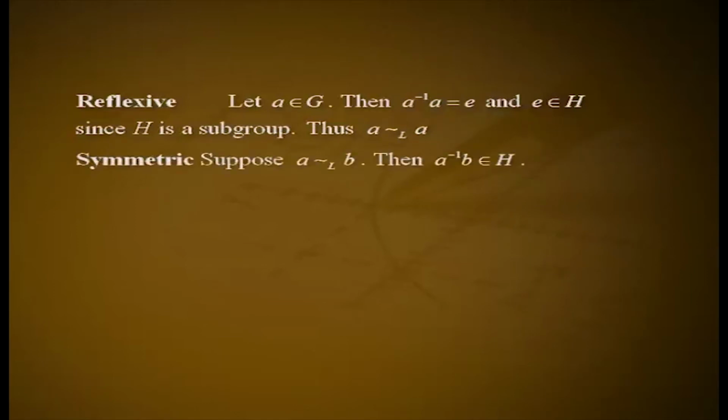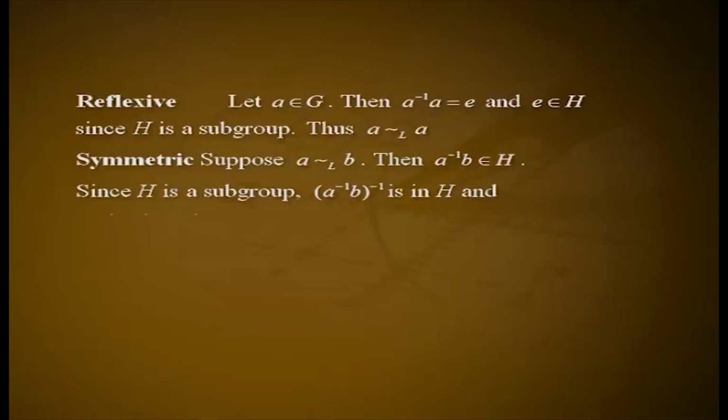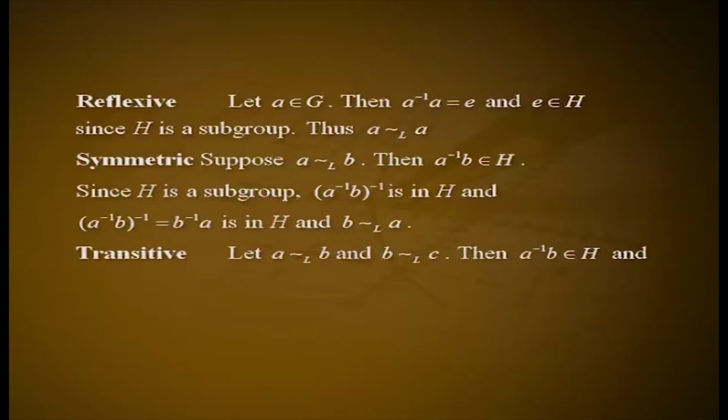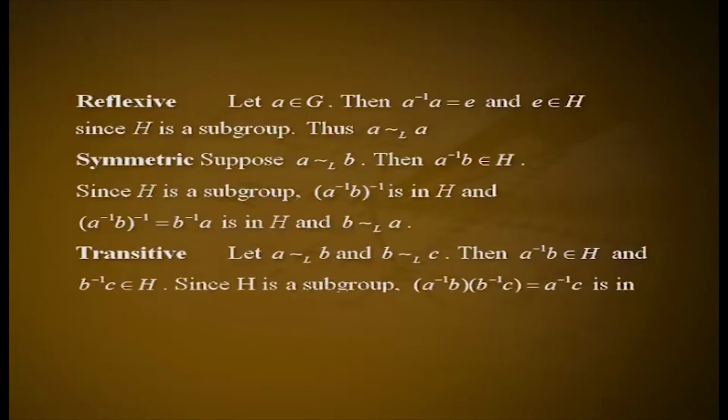Symmetric. Suppose A relation L B, then A inverse B belongs to H. Since H is a subgroup, the inverse of A inverse B is in H, and the inverse of A inverse B equals B inverse A, which is in H, so B relation L A. Transitive. Let A relation L B and B relation L C, then A inverse B belongs to H and B inverse C belongs to H. Since H is a subgroup, A inverse B into B inverse C equal to A inverse C is in H.